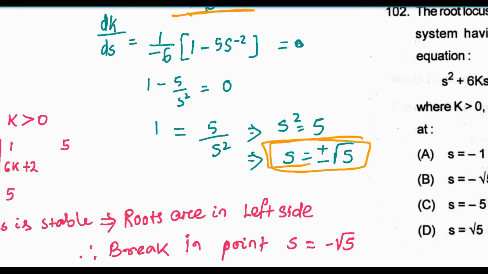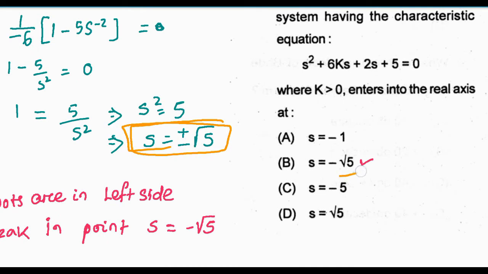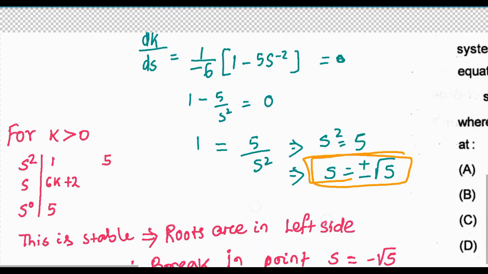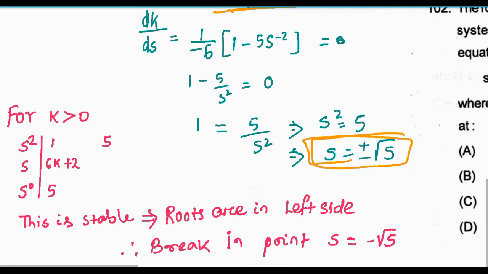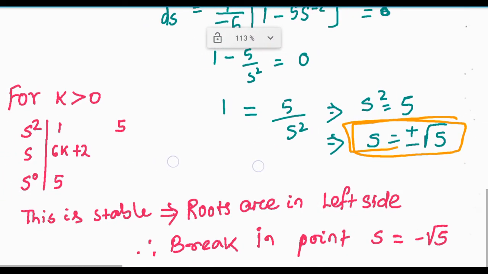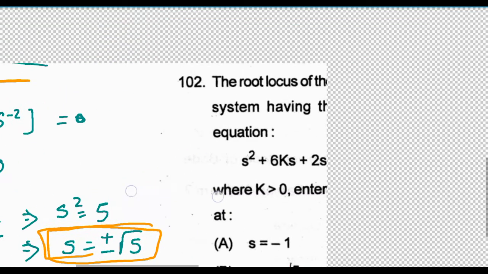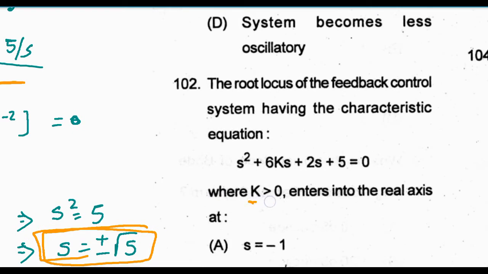So here we are getting two values, and both the values are given in the options. Here minus root 5 is also given, plus root 5 is also given. So we have to find out what is the correct answer. First thing, this one is a stable system, because here it is given that k is greater than 0.